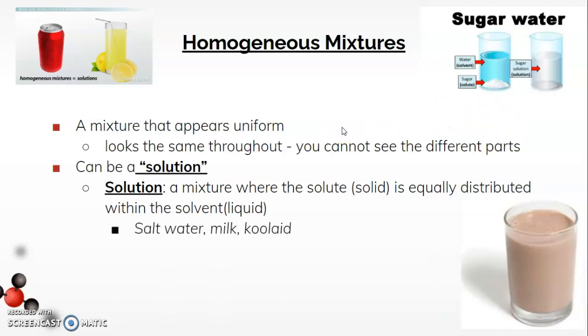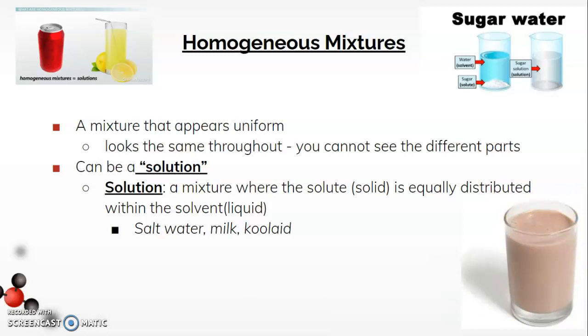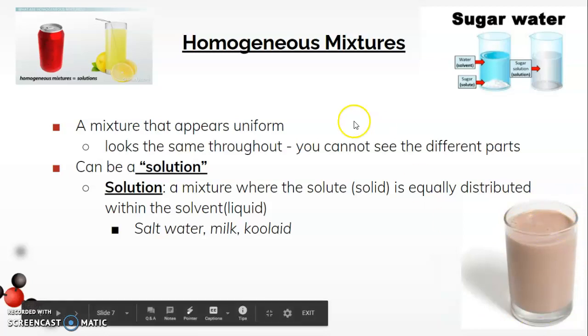In contrast to homogeneous, I forgot to say, salt water, milk, Kool-Aid, those are all homogeneous mixtures, because we have our glass of chocolate milk here. Chocolate milk has chocolate, it has calcium, it has lactose. Milk has a lot of things in it, but it all looks the same, right? So it's homo, meaning the same.